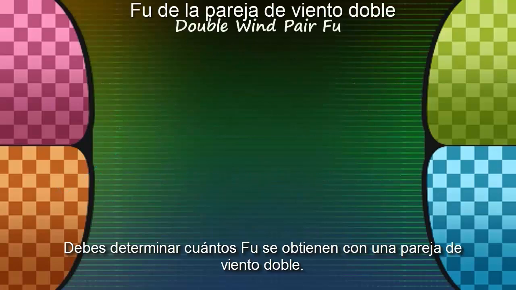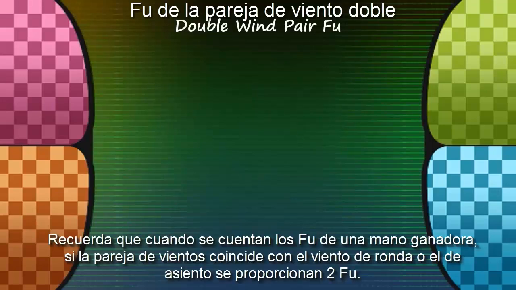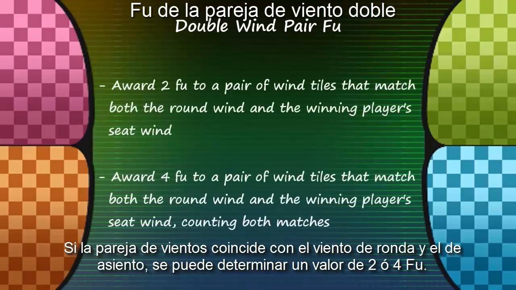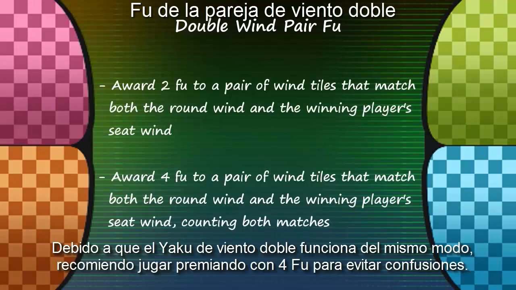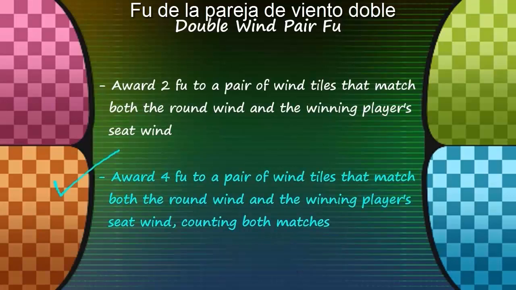You must choose how many fu are awarded to a double-wind pair. Recall that when counting a winning hand's fu, 2 fu are awarded if the hand's pair is of wind tiles that match the current round wind or the winning player's seat wind. If the player's seat wind is the same as the round wind, a pair of matching wind tiles can be worth 2 fu or 4 fu. Because the double wind Yaku always works the same way, I recommend playing with a double wind pair worth 4 fu to avoid confusion.